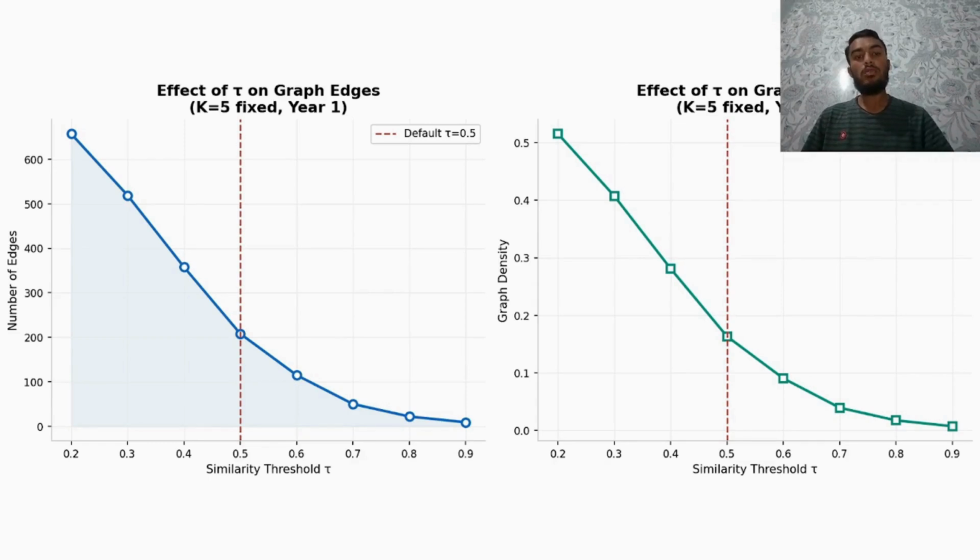The red dashed vertical line marks our chosen default of tau 0.5. We chose this because it balances two needs. The network is sparse enough to be meaningful, not everything connected to everything, but dense enough to capture genuine economic relationships.